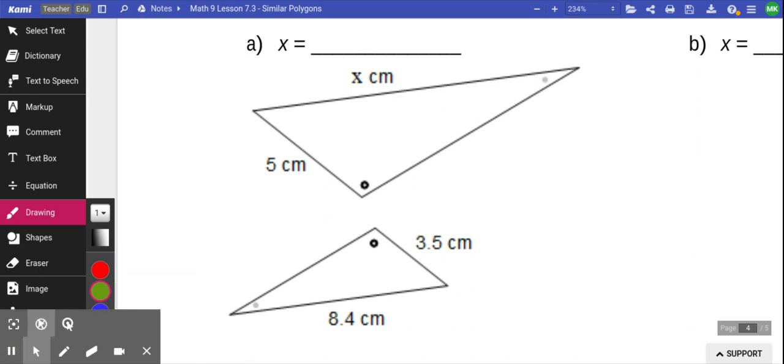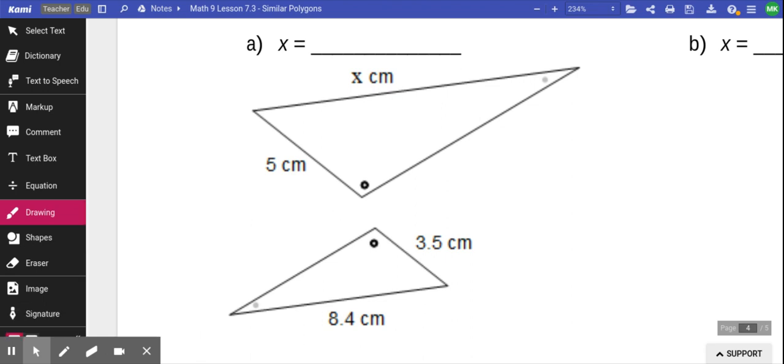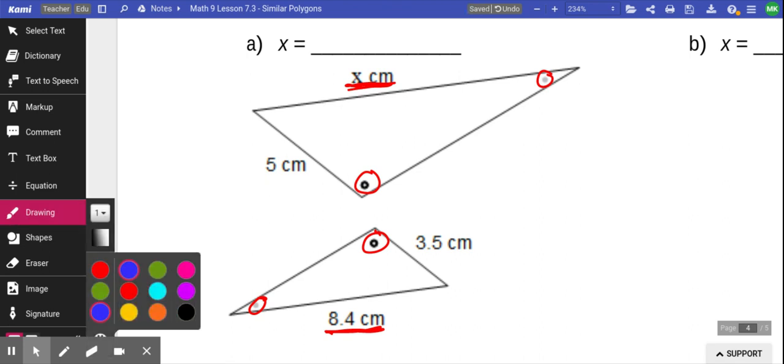Okay, so hopefully you attempted this. I'm just going to draw colors so you can see which sides match up with which sides. They told me which angles match up, so that might help me figure out which sides are which. You should have got that 8.4 matches up with X, which is what we're looking for, and that my side length of 3.5 matched up with my side length of 5. It's the only numbers they gave you, so that makes it pretty simple.